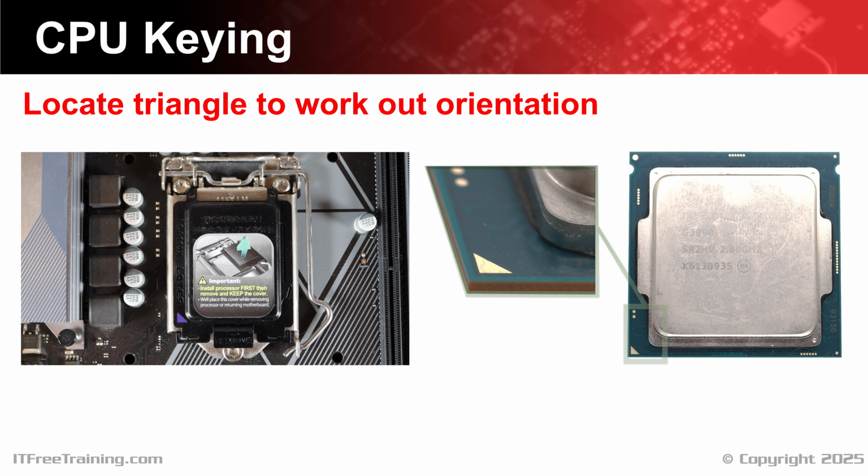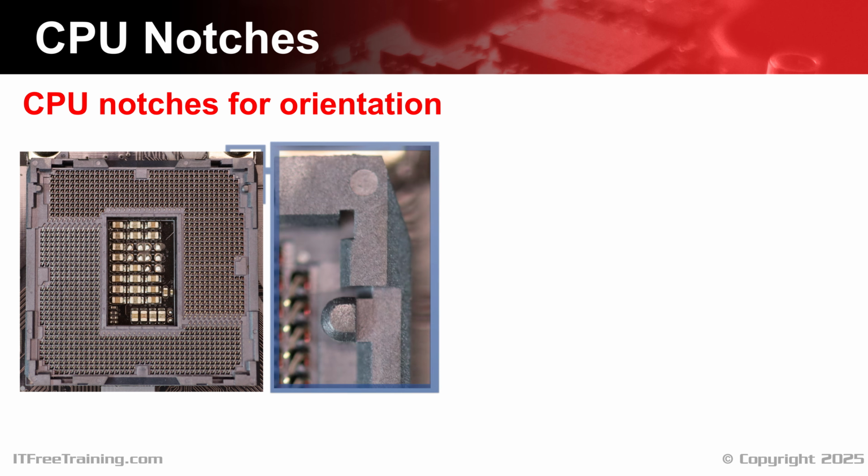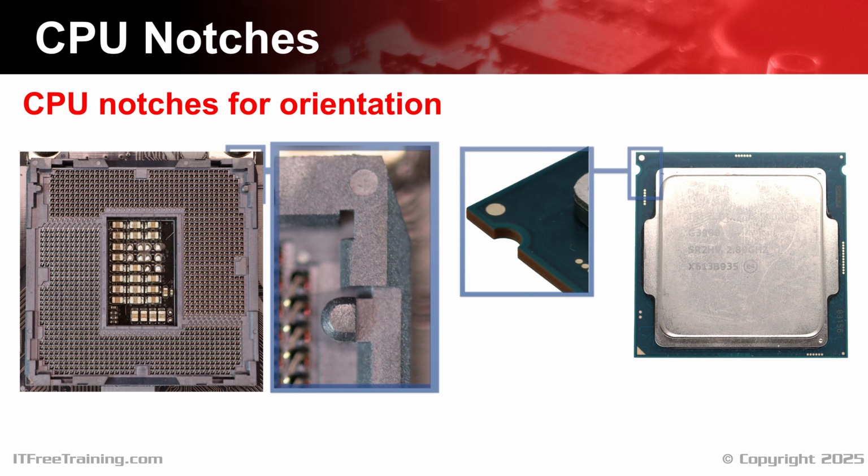If you're not able to locate the triangles, there are other ways to determine the orientation. The socket also has protruding edges and blocked areas to prevent the CPU being put in the wrong way. You can see the protruding edges at the top of the socket. When I look at the CPU, you will notice at the top there are some notches. If for whatever reason your CPU does not have a triangle on it, maybe the triangle has faded and can't be seen, look for these notches and it will assist you in knowing which way to put the CPU in. If you put the CPU in the wrong way, you risk damaging the CPU or the motherboard.